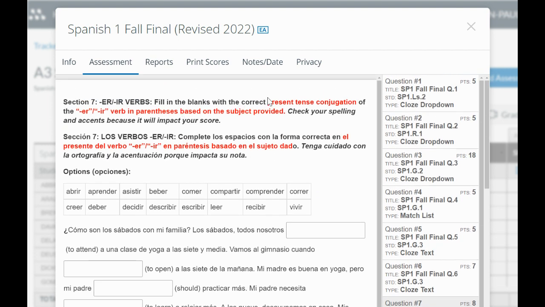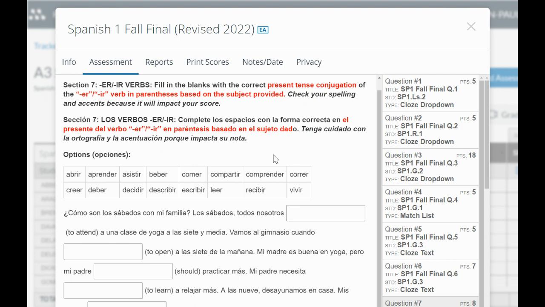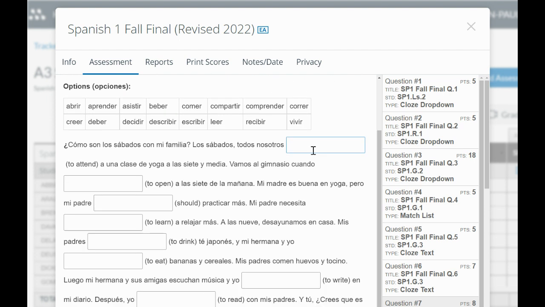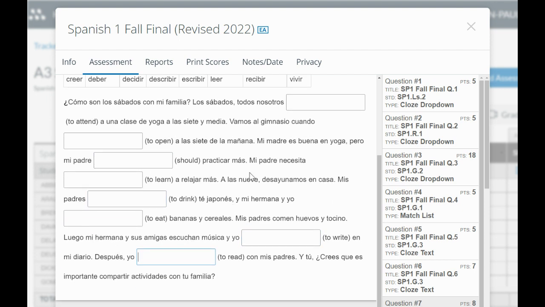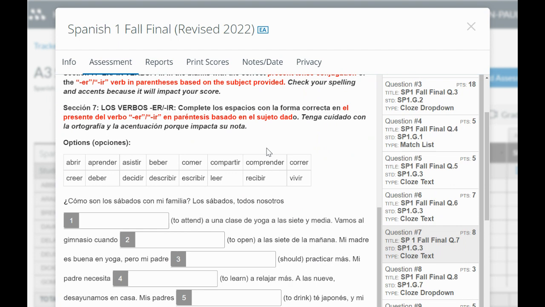Question 7, fill in the blanks with the correct present tense conjugation of ER and IR verbs in parentheses based on the subject provided. Check your spelling and accents because it'll impact your score. So you have ER and IR verbs in here, and the boxes have the correct conjugations, hopefully, of those ER, IR verbs in parentheses. Make sure that you're putting them in the correct form.